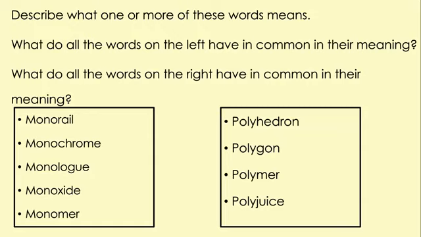Polyhedron in maths means a many-sided 3D shape. A polygon is a 2D shape, it's got many sides. Polyjuice, if you're a Harry Potter fan, you'll know that it means you can take many different forms, and polymer is what we're talking about now. So monomer and polymer: mono means 1 and poly means many. Your monomer is the one thing that the polymer is made of, and then the polymer is lots of these monomers joined together to make a big long chain.